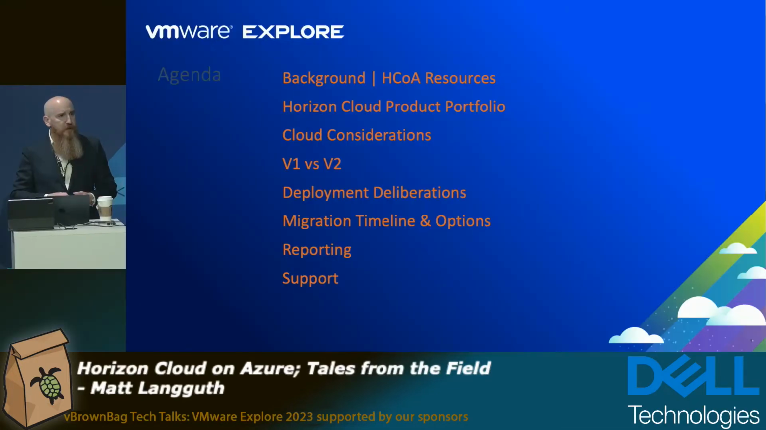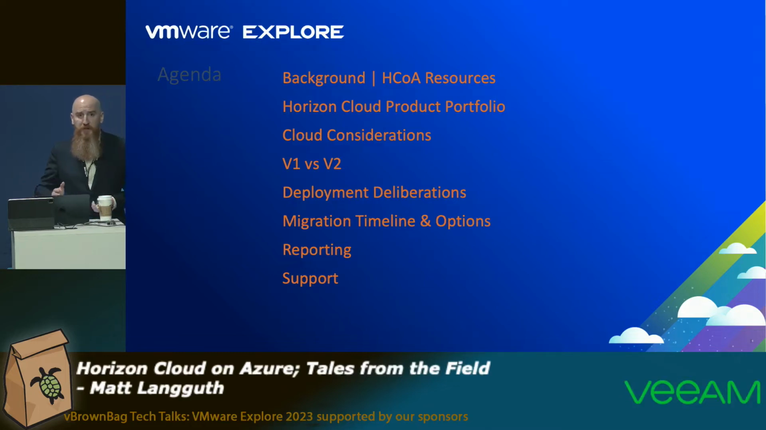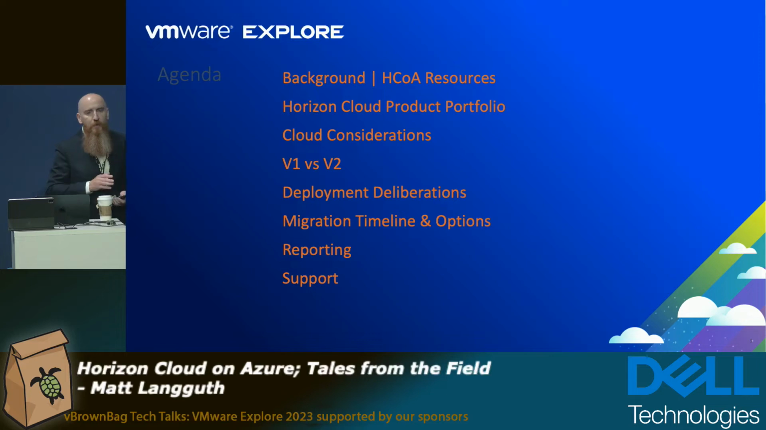So we talked a little bit about the background. I want to share some HCOA resources that are out there, where Horizon Cloud on Azure fits within the Horizon Cloud product portfolio, and some cloud considerations. So regardless of what hyperscaler you might be moving your desktops to, whether that's primary or using it for HA or disaster recovery scenarios, bigger picture, right? What you need to consider when moving desktops from on-premises out to a hyperscaler.